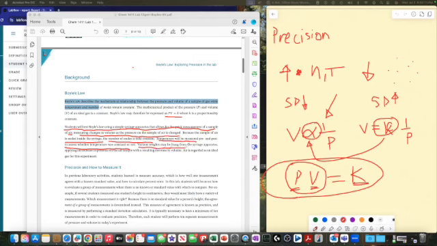Various weights will be hung from the syringe apparatus, applying an increase in pressure on the air sample with a resulting decrease in volume, because we know they have an inverse relationship, right? When the pressure goes up, the volume goes down, and vice versa. Air is regarded as an ideal gas for this experiment.